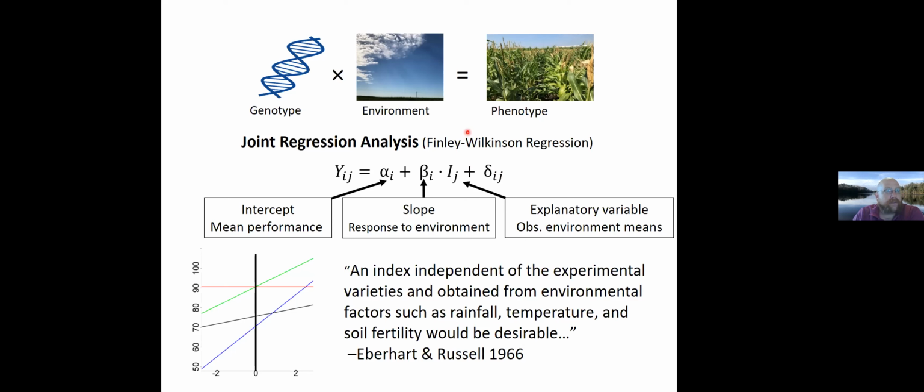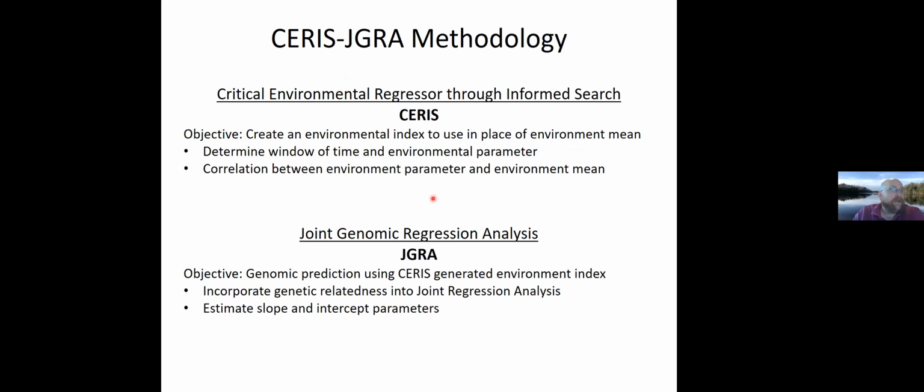The SERIES aspect identifies the environmental factor, and JAGUAR is the genomic prediction part. SERIES stands for Critical Environmental Regressor through Informed Search. As I just mentioned, its objective is to create an environment index to use in place of the environment mean. It does that by iteratively looking at the correlation between different environmental parameters and the environment mean. JAGUAR, joint genomic regression analysis, uses genomic information to permit prediction of untested genotypes, and it does so by estimating a slope and intercept parameter, again going back to the linear equation.